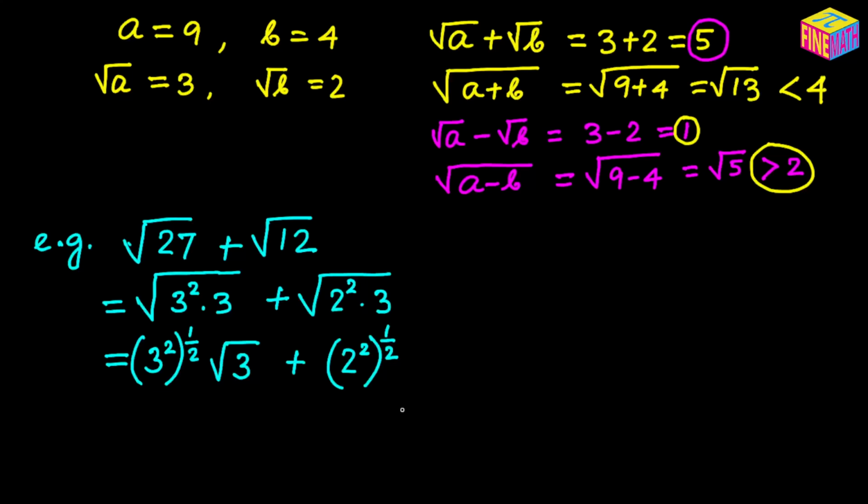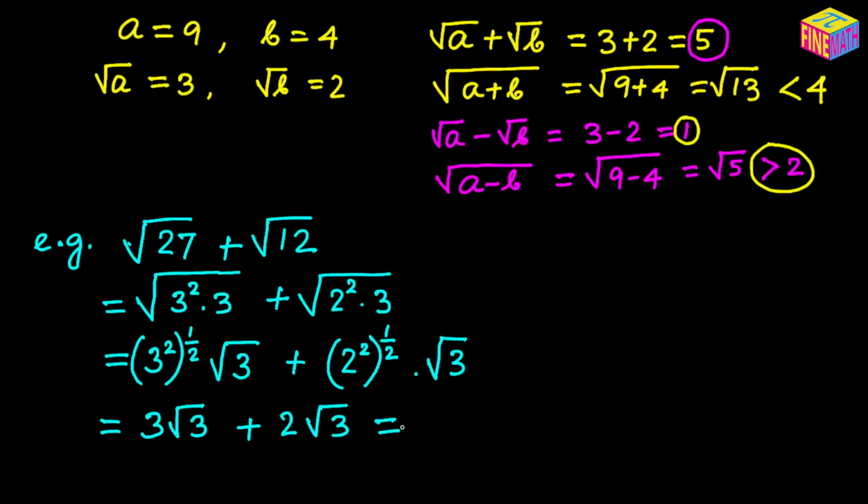1/2 is the equivalent power for a square root, and within the square root we are going to keep the 3 there. So from here you can see that this is now 3 squared whole to the power 1/2, that would be 3, times square root of 3, plus here again 2 squared whole to the power 1/2, that would be 2, and times square root of 3.